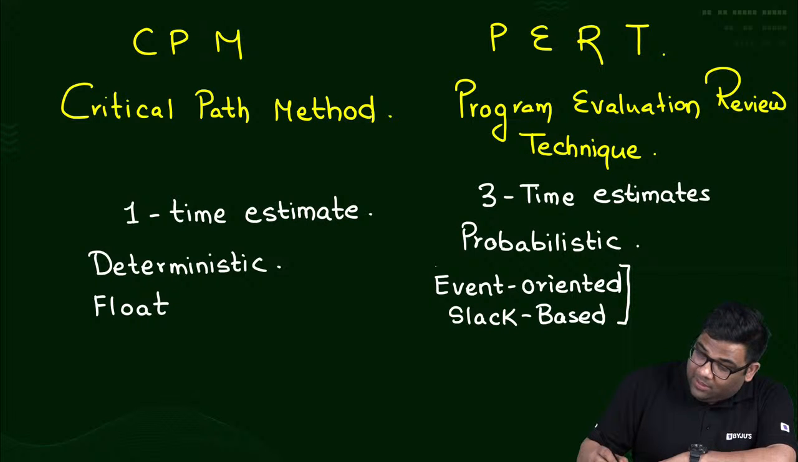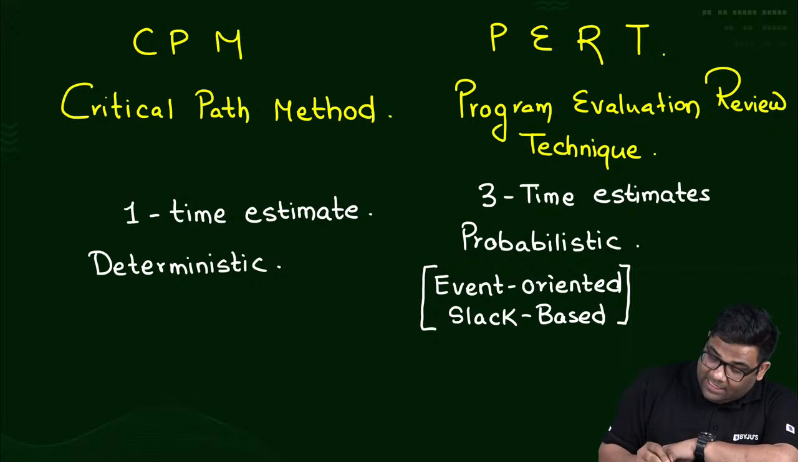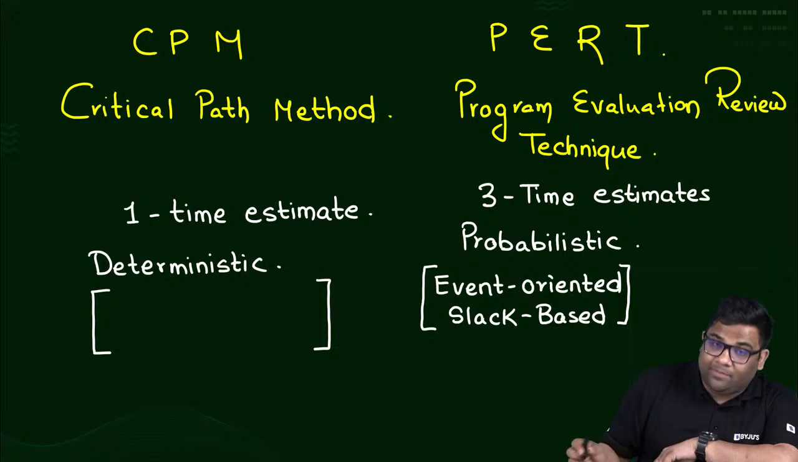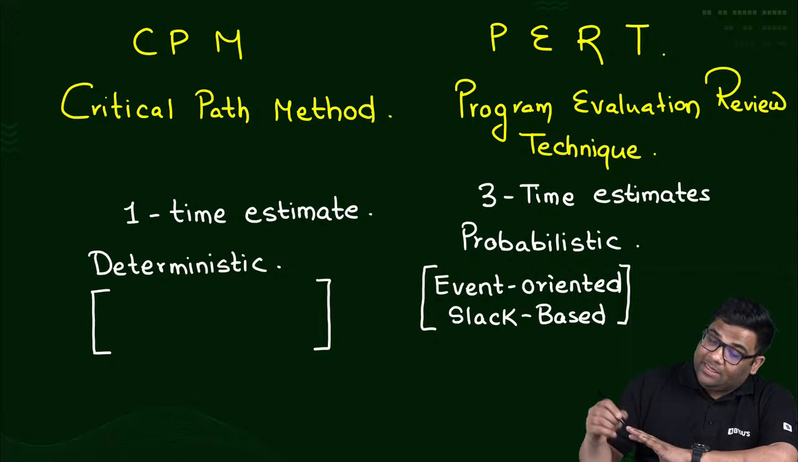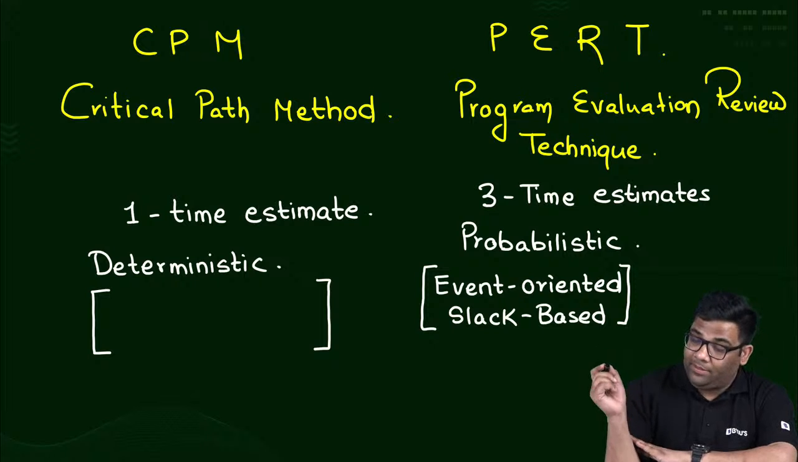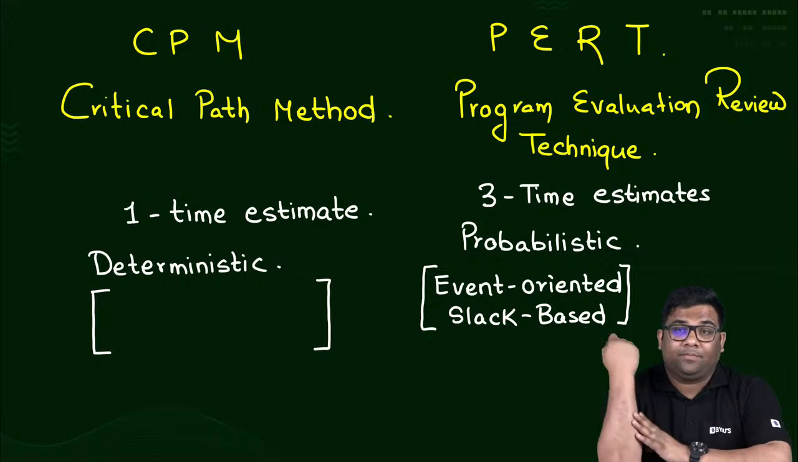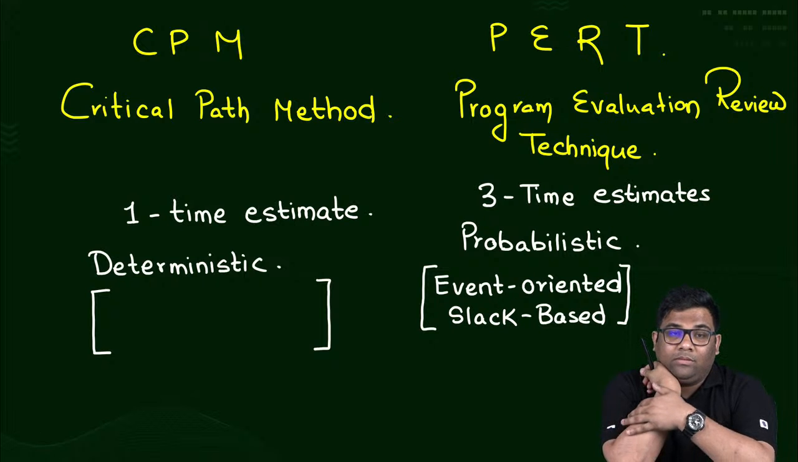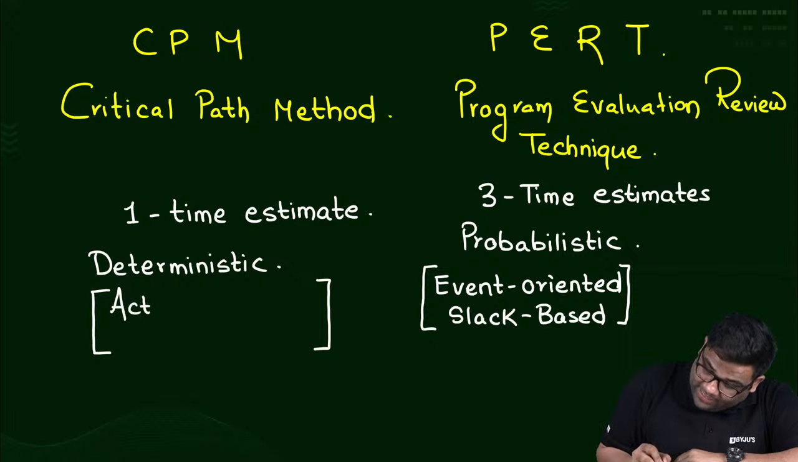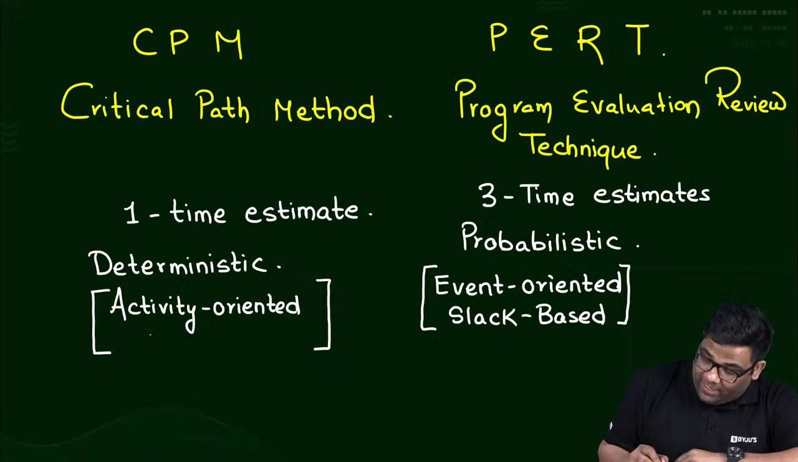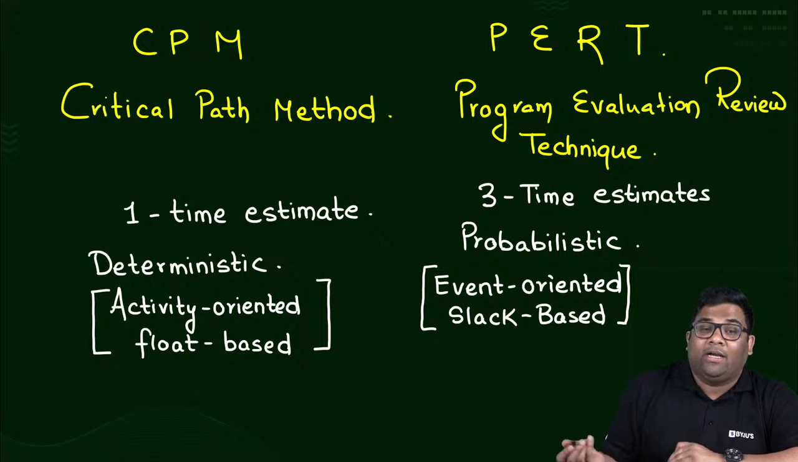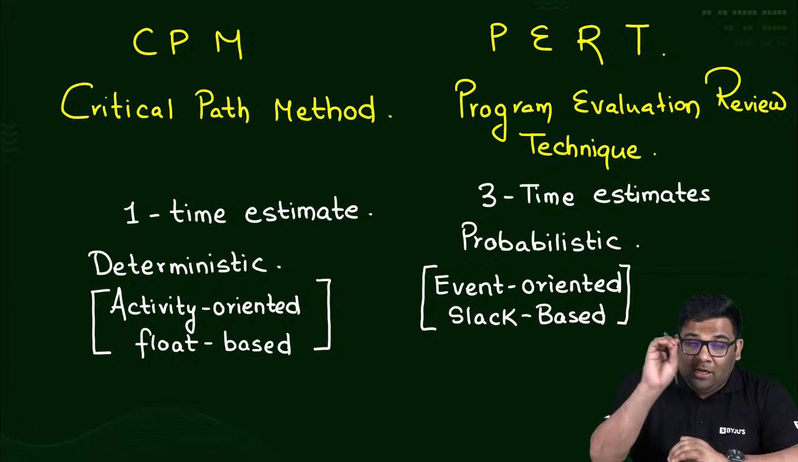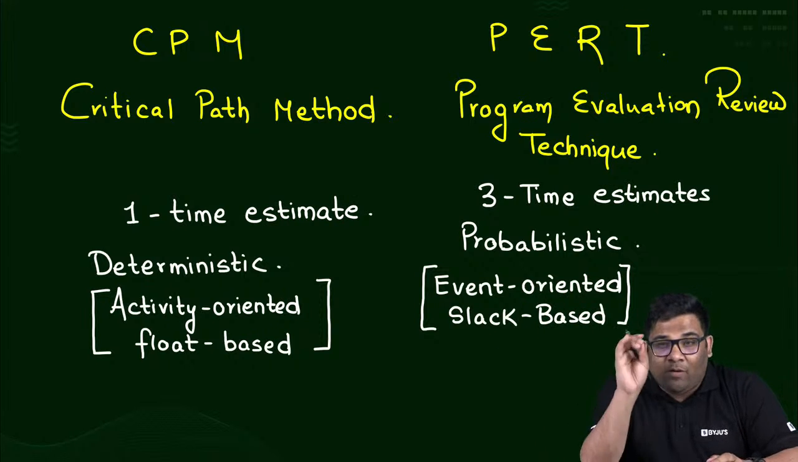Now similarly, tell me what you can say about the critical path method. Like I told, PERT is event oriented, slack based. But what can you say about CPM? It is activity oriented, float based, because float belongs to an activity. Yes, we use slack to find the float.